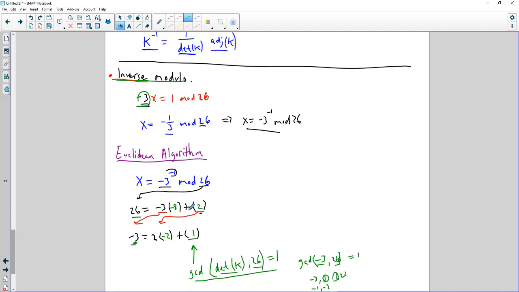Okay, so a little food for thought here. If you're asked to show that the greatest common divisor of the determinant and 26 is 1, use the Euclidean algorithm. Once you finally get a 1 and there's nowhere else you can go at the very end, you've proven it. Okay, this is great. Told you it was a little confusing. But now we haven't done the inverse yet, so we're going to have to use the extended Euclidean algorithm.